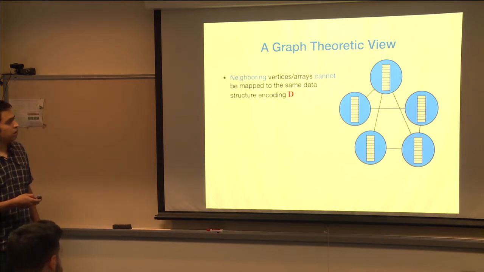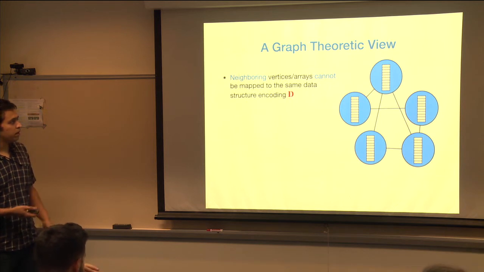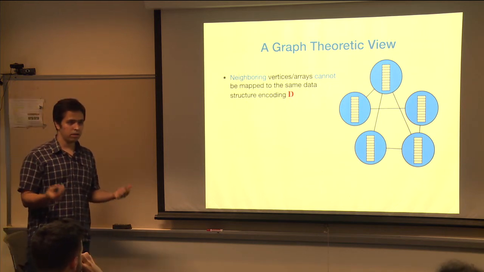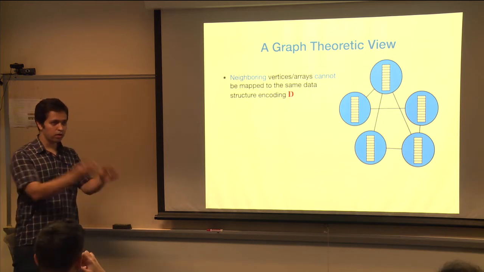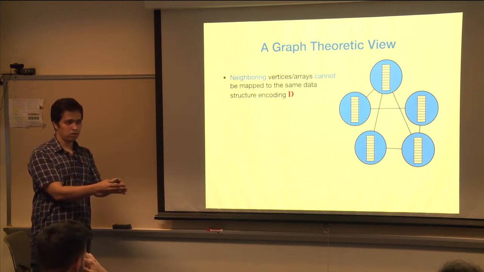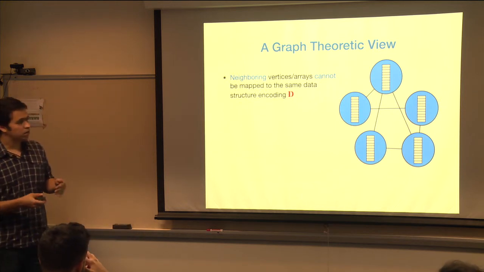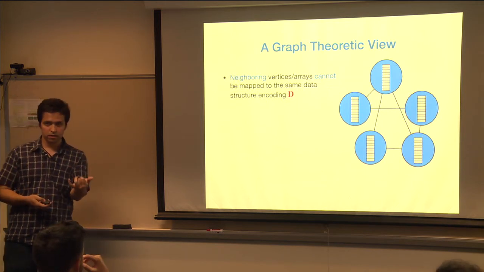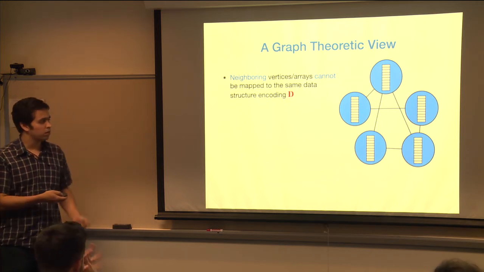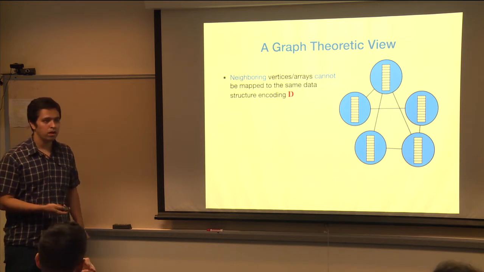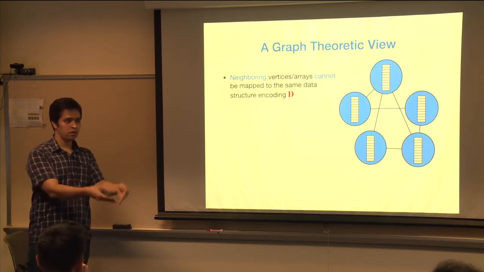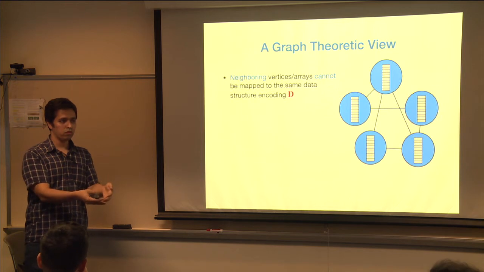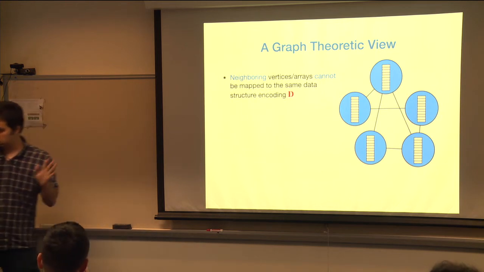So now one simple observation is that if I have two vertices in this graph that are neighbors of each other, I should not encode them to the exact same data structure. Because if I do that, when I query that data structure for this intersecting element, the answer is different. It's 5 in this one and 10 in this one. If they are mapped to exactly the same encoding, I will not be able to use the encoding to differentiate them. No? Good.